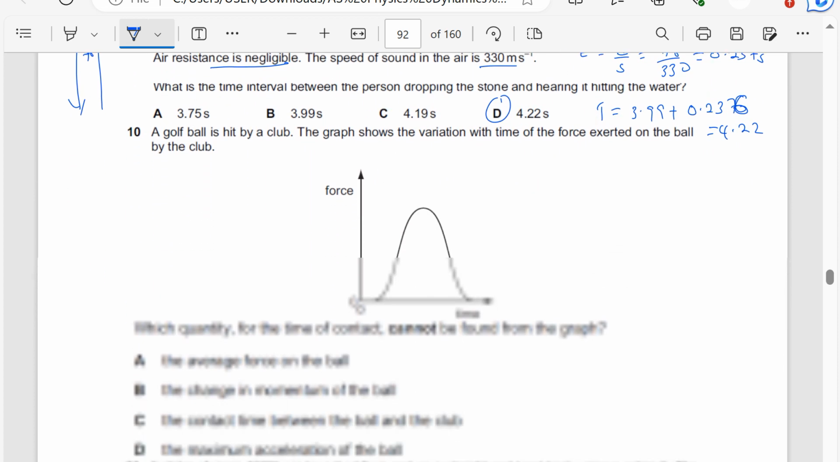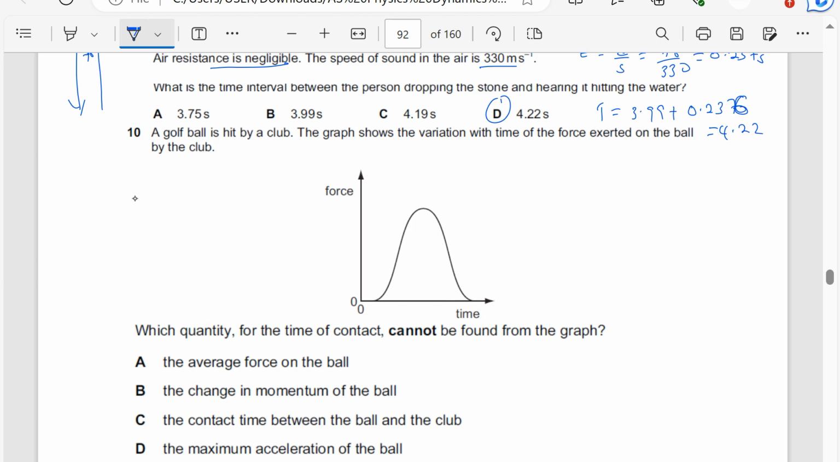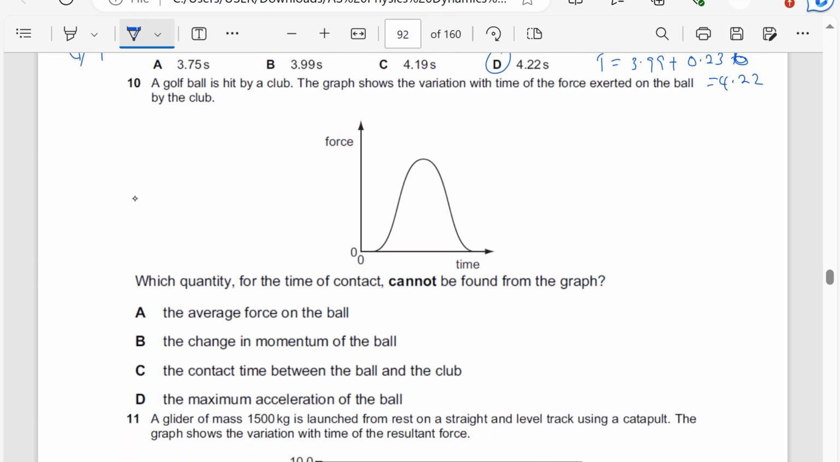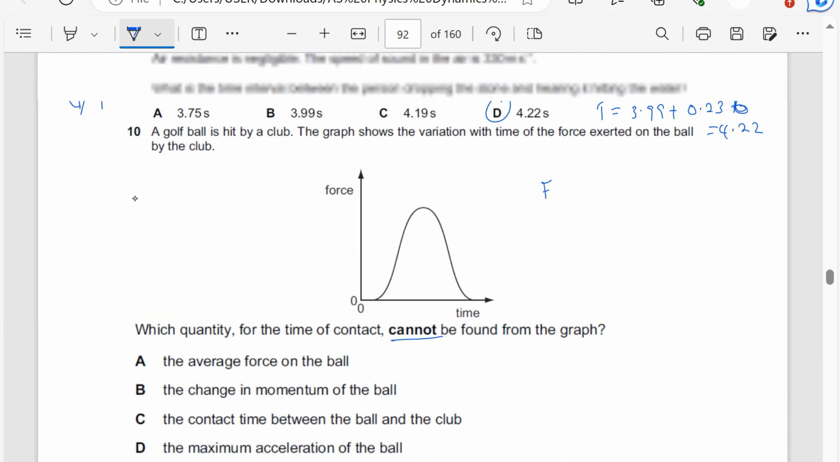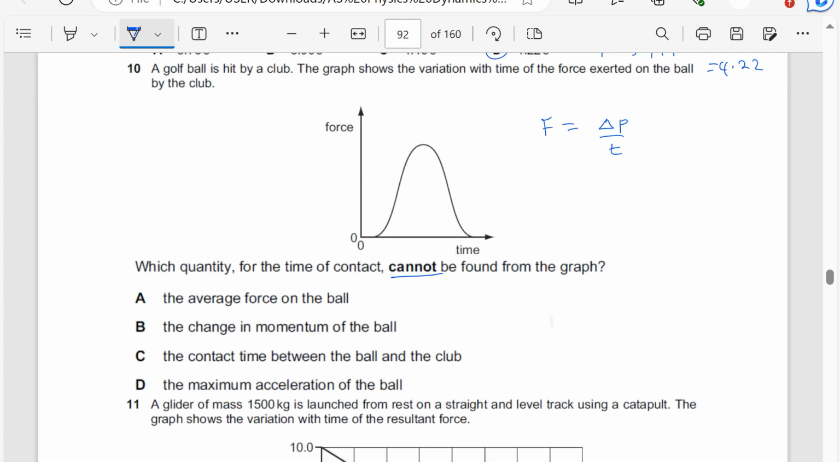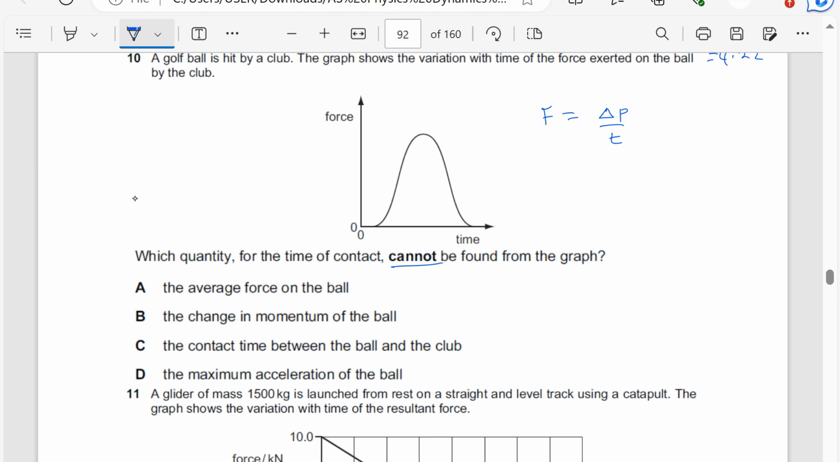A golf ball is hit by a club. The graph shows the variation with time of the force exerted on the ball by the club. Which quantity for the time of contact cannot be found from the graph? So first of all, force against time, we know that force is equal to the rate of change of momentum. So the average force on the ball, we can find from the graph.